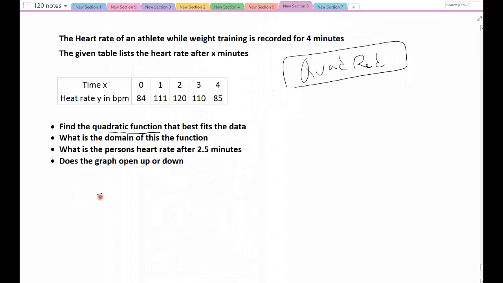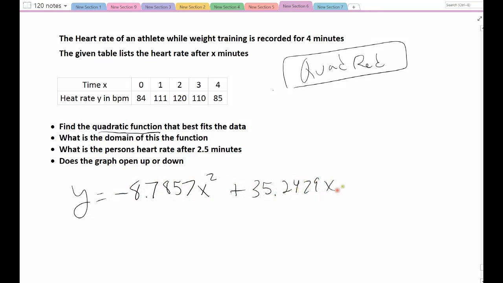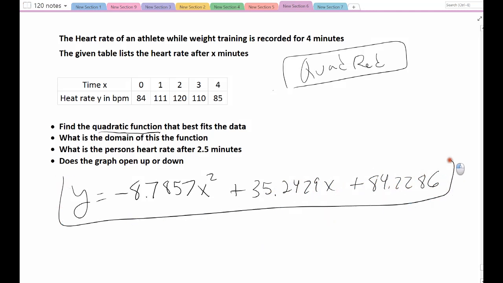Alright, so my quadratic equation is x squared goes with the A term, which was -8.7857 x squared. My B was 35.2429x, and my C was 84.2286 if I round to 4 decimal places. All right, so there is my quadratic equation.